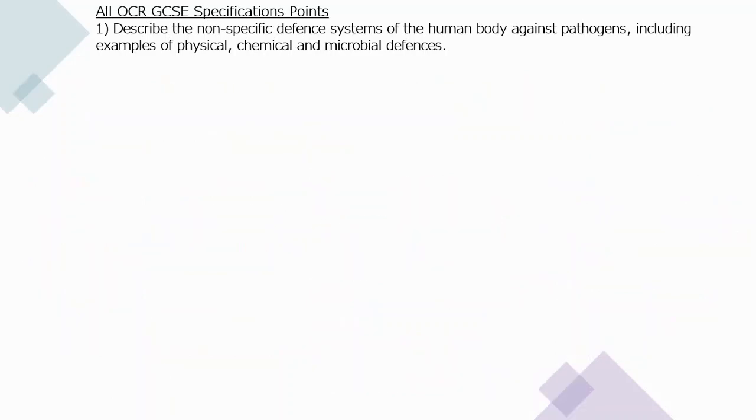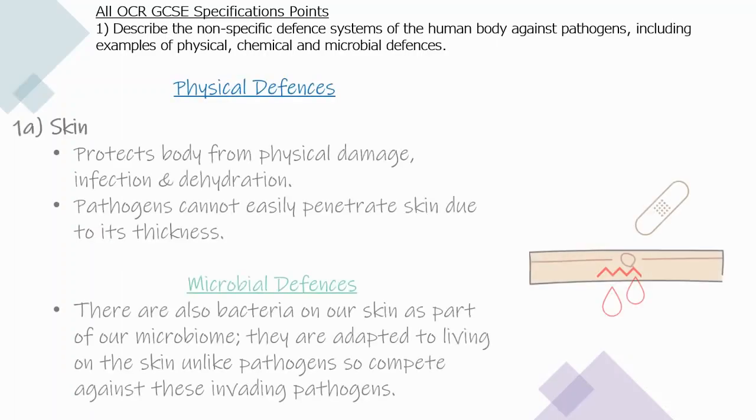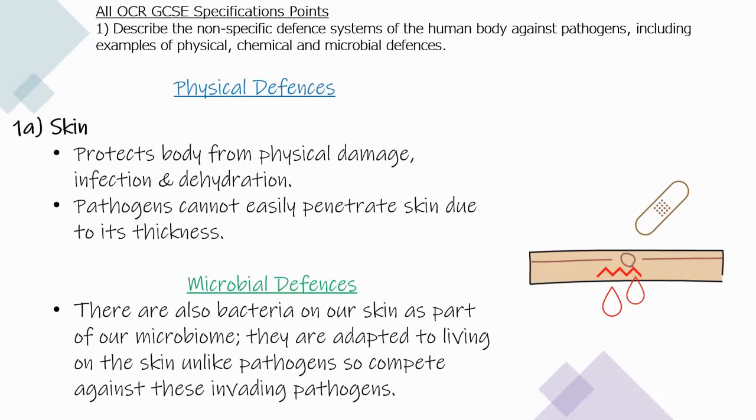So a physical defence against pathogens that is part of the non-specific defence system of the human body is actually our skin, and this protects our body from physical damage, infection and dehydration. So the good thing about the skin is that it's very thick, so this causes trouble for pathogens to get into the skin easily.